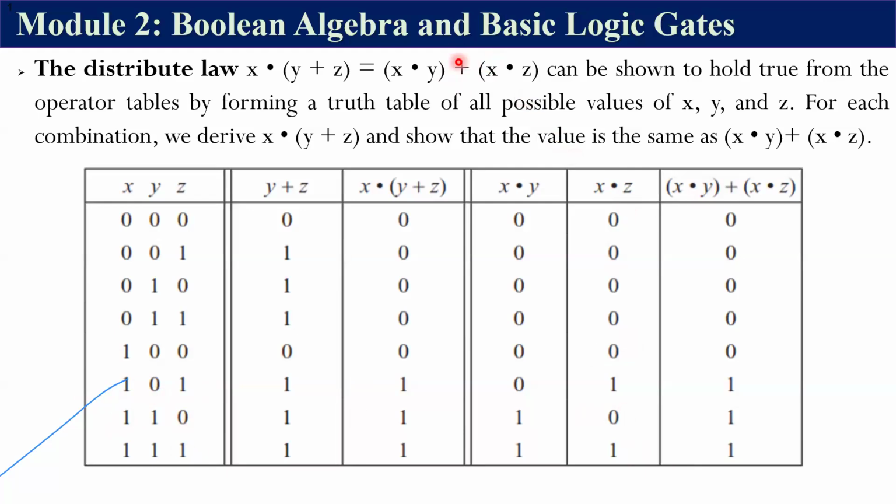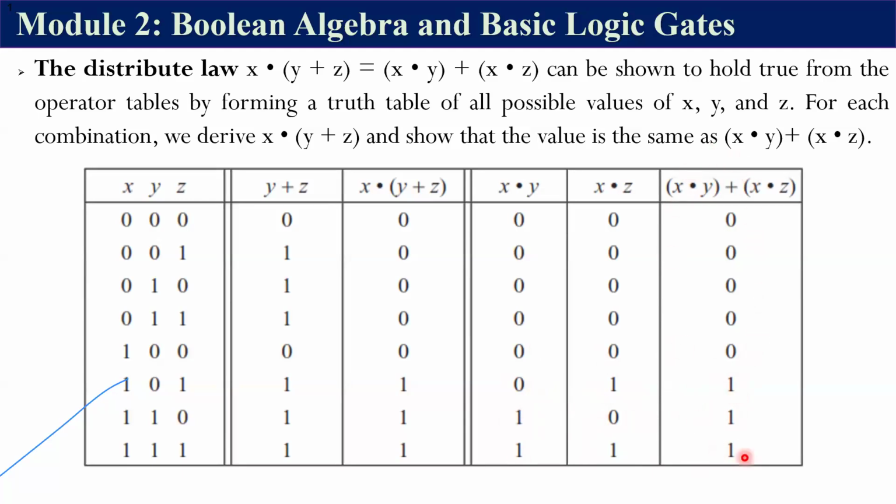We have gotten this column and this column. We go ahead and do this operation on these two columns, operating them with this or. So we come up here: 0 or 0, 0. 0 or 0, 0. 0 or 0, 0. 0 or 1, 1. 0 or 0, 0. 0 or 1, 1. 1 or 0, 1. 1 or 1, 1.